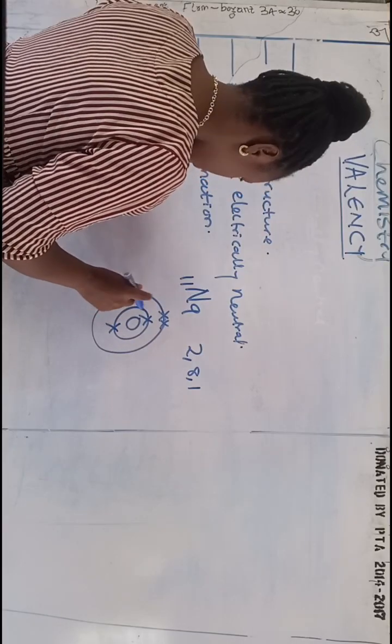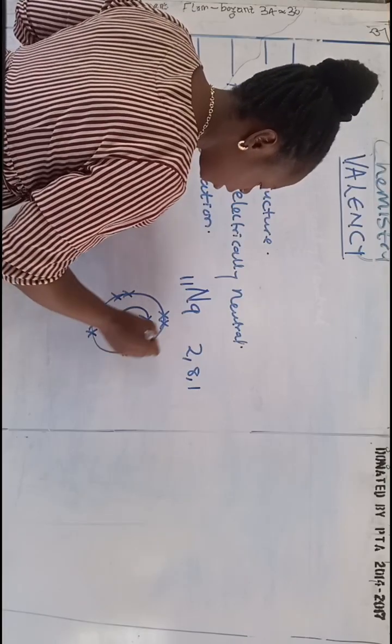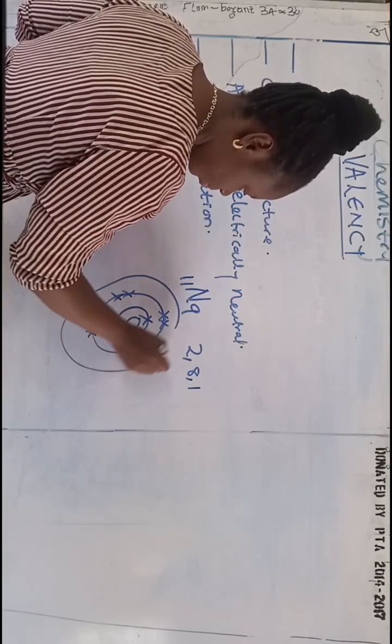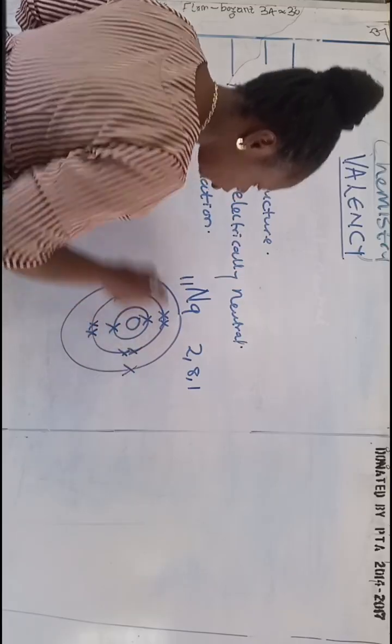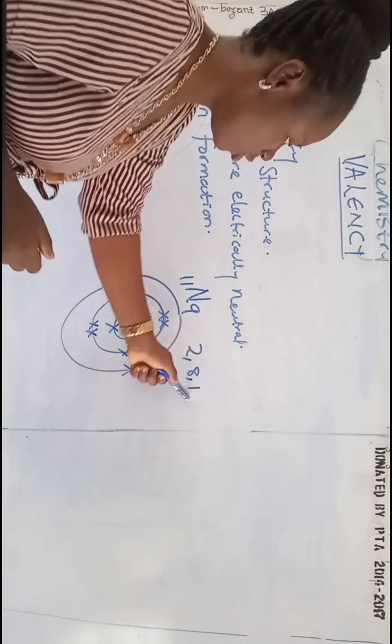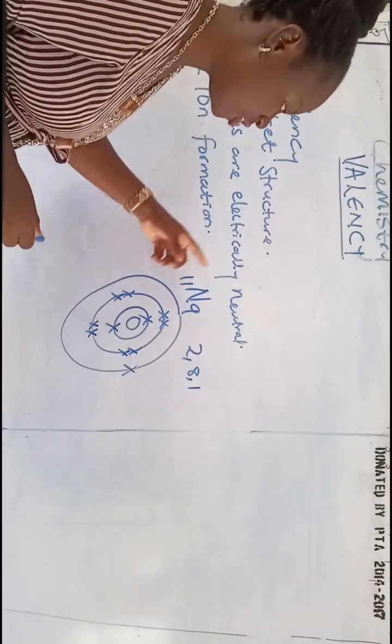2, then 1, 2, 3, 4, 5, 6, 7, 8. Then the last shell, I have only one electron. Now you see this one electron is the valence electron for sodium. It is the valence shell for sodium.